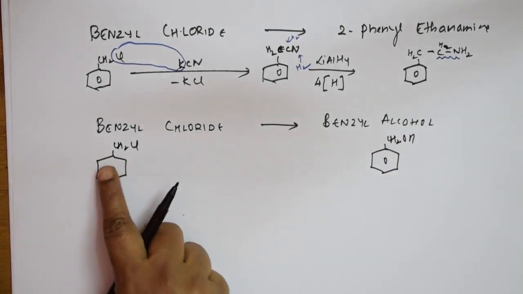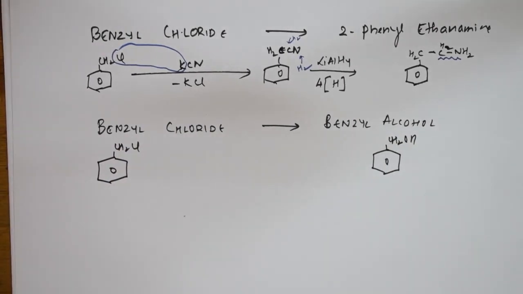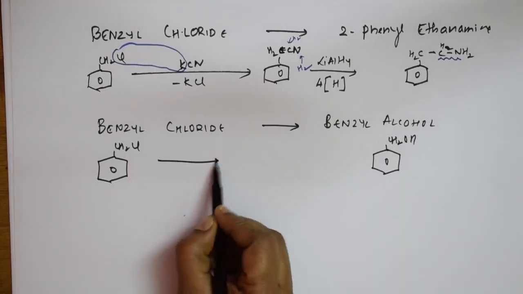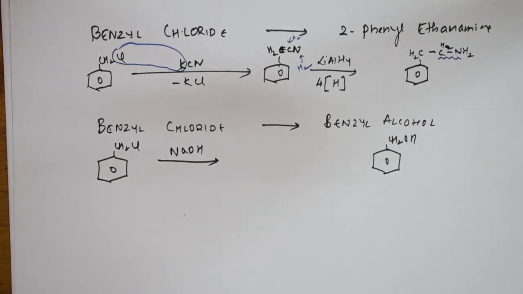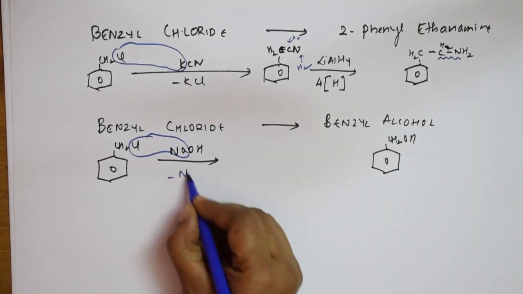Now what is the difference? Ring is the same, CH2 is the same, Cl and OH both are different now. So now what should you do? You need to take out that Cl from there. I can take out that Cl and make it into phenoxide ion, and then come back to alcohol. So to remove this Cl, I think I can introduce NaOH. When I introduce NaOH, what will happen? I am going to take out NaCl first, minus NaCl.